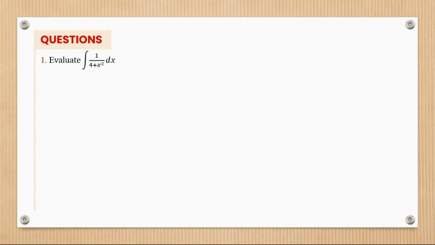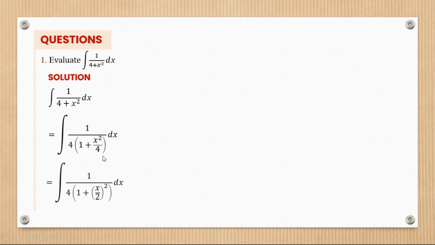In question number 1, we're being told to evaluate the integral of 1 over 4 plus x squared dx. This requires tan substitution because it's in the order that we've mentioned. First of all, we can factorize out the 4, so we'll have 4 into 1 plus x squared over 4. We know that 4 represents 2 squared, so we'll have x over 2 bracketed, squared, and a 4 outside.